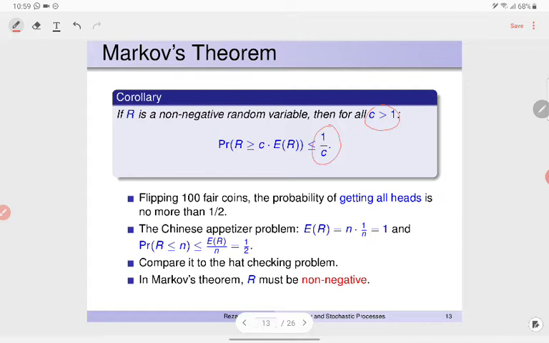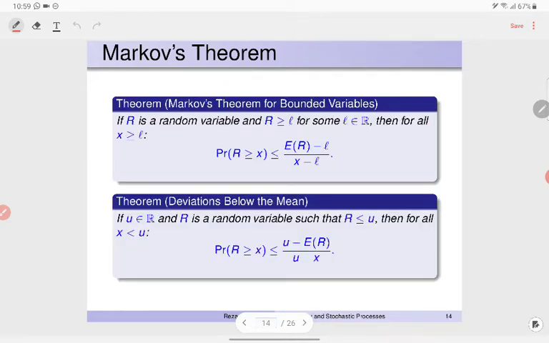Okay. Now in Markov's theorem, pay attention that R must be non-negative. What if R can be a negative value? In this case, you can shift the random variable. And the way to shift this, for example, is by using these two theorems. And these two theorems can also be used for bounded variables.